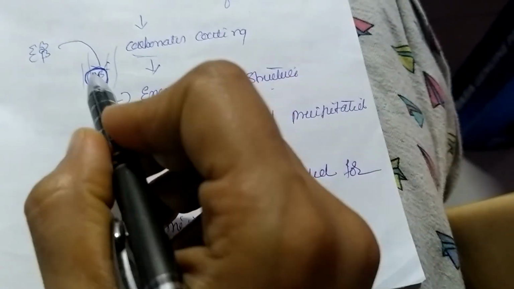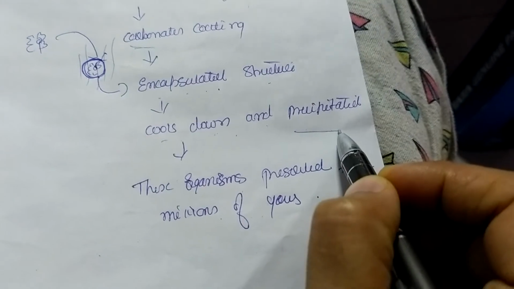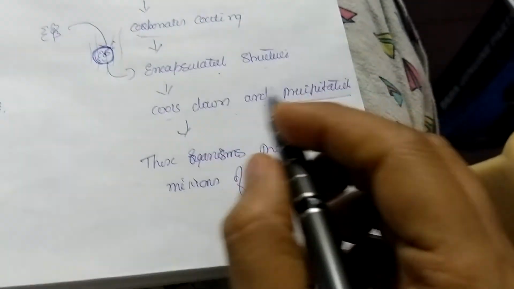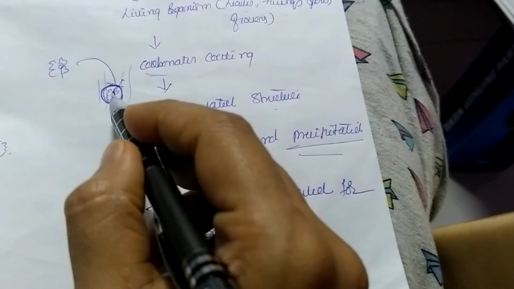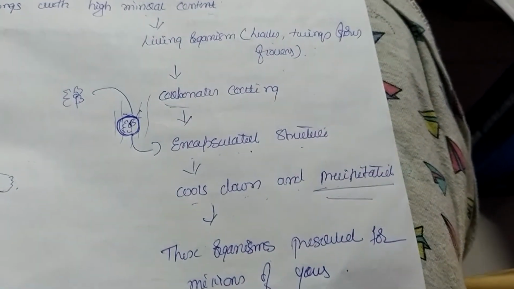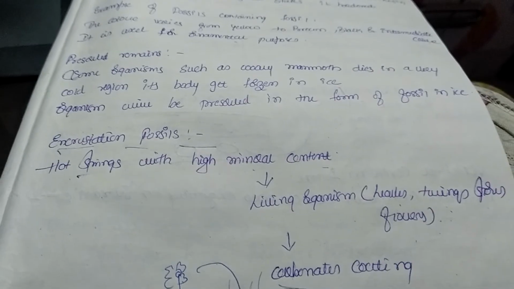An encapsulated structure. Now this is going to cool down and settle down. The settling is called precipitation. These organisms are preserved in this encapsulated structure for millions of years. Again, they are going to act as a fossil. Such a fossil is called what? An encrustation fossil. Thank you.